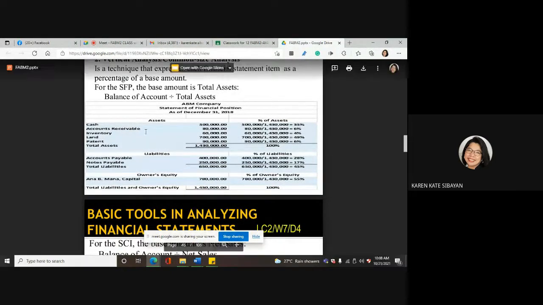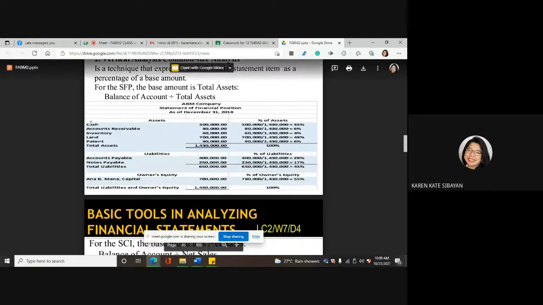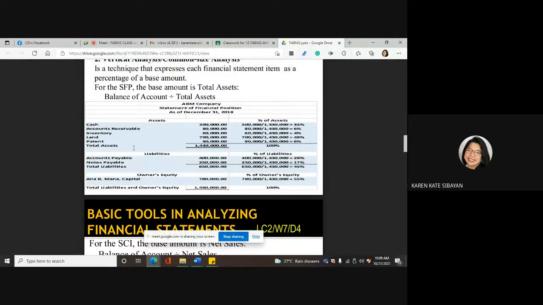So, for example, this is the statement of financial position of ABM company. How much is the total assets? 1,430,000. So here, they itemized each class. Okay? They itemized which ones are there.